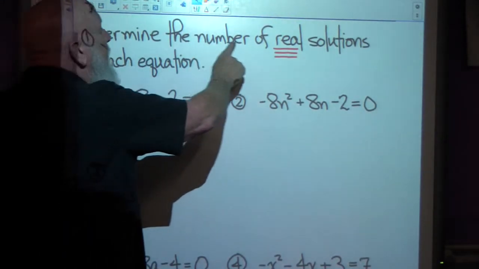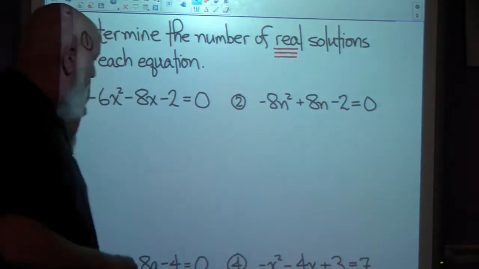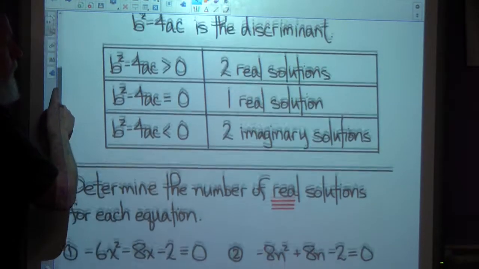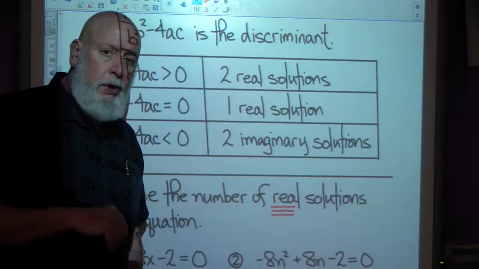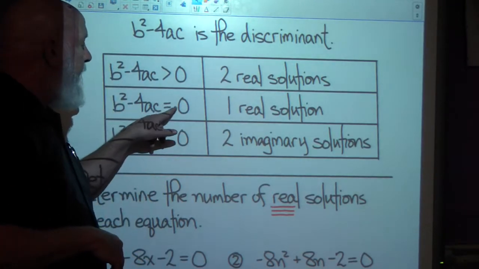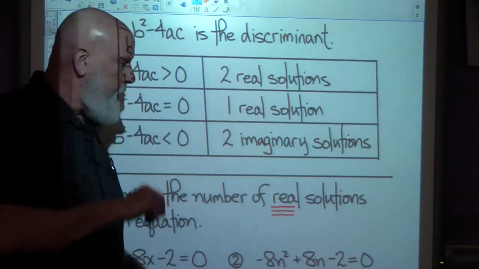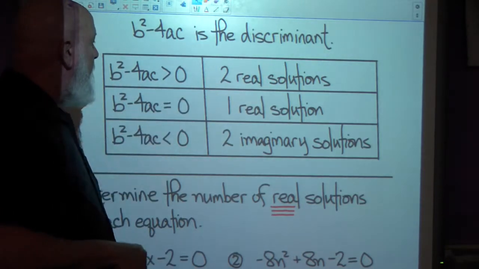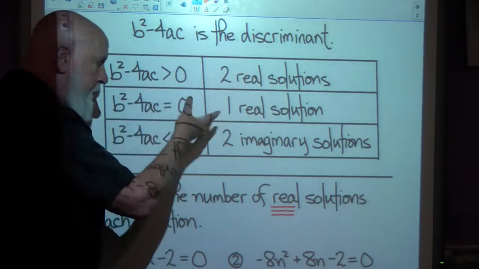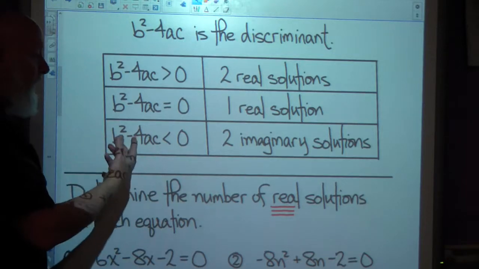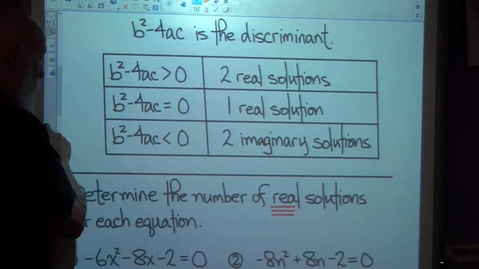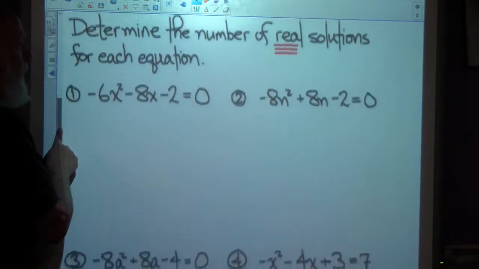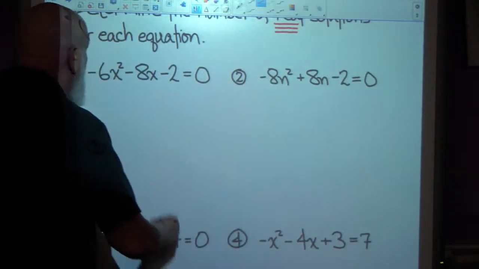This just says determine the number of real solutions. Well, that means if our discriminant is negative, there are 0 real solutions. If the discriminant is equal to 0, that means there's one real solution. And if there are two real solutions, if it's bigger than 0, if it's positive. So that's what it's asking us. Our choices are going to be 0, 1, or 2. It's saying how many real solutions are there. So let's take a look at this.